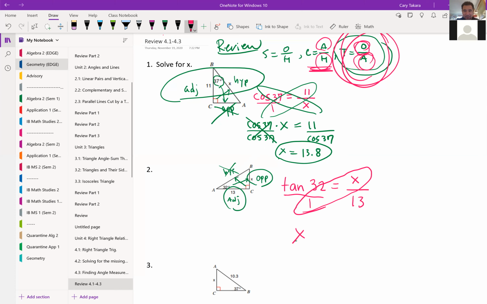Okay, so this one is going to be easier. X equals the other diagonal multiplied together. So you've got tangent of 32 times 13. So that's it. Everybody take out your calculator. Tangent of 32 times 13. And I got 8.1. Nice job.